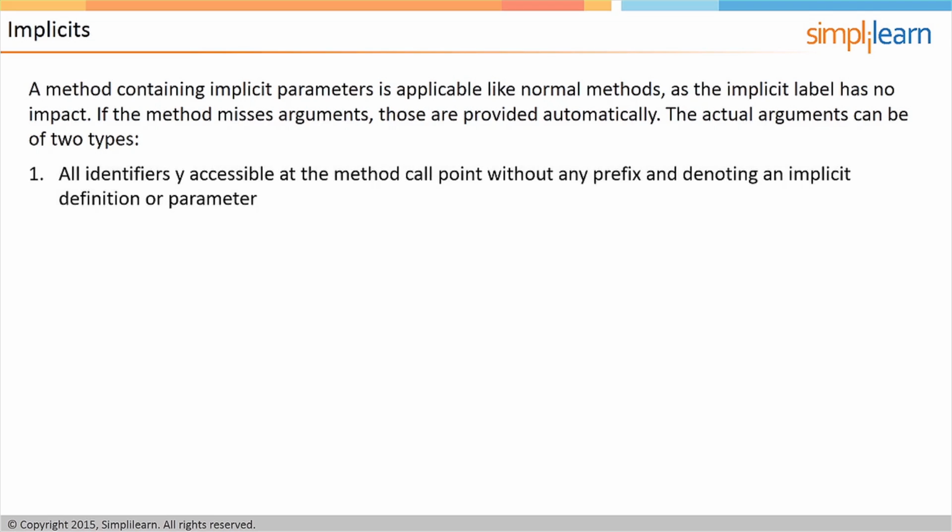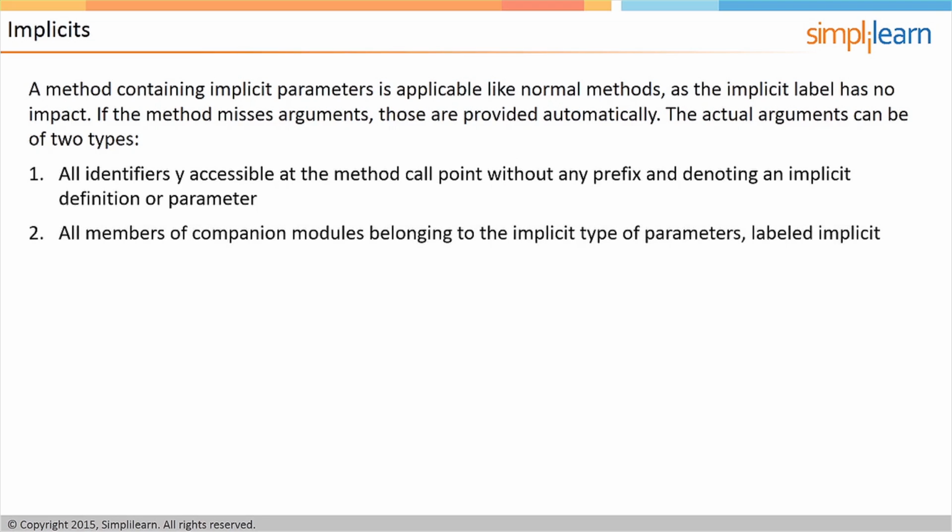First, these are all identifiers that are accessible at the method call point without any prefix and denoting an implicit definition or parameter. And second, these are all members of companion modules belonging to the implicit type of parameters, labeled implicit.